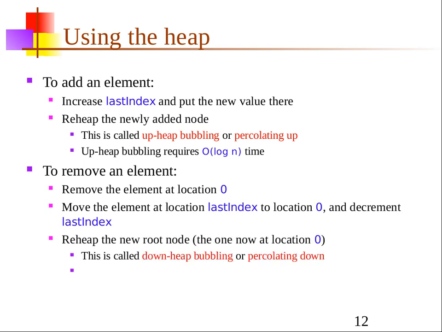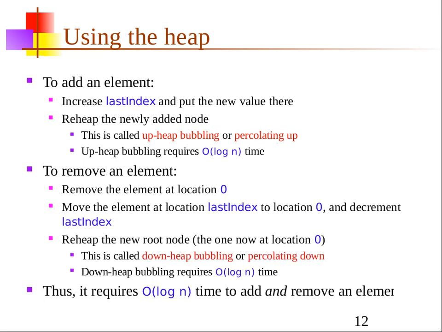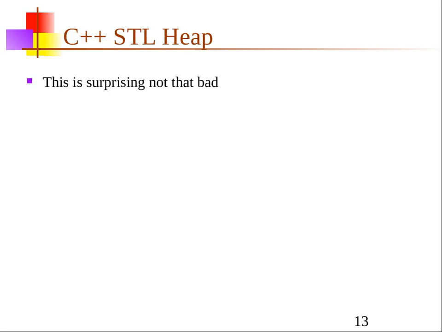And then you have to basically sift down, percolate down, log n. Thus, it's log n to add and remove an element. All right, guys, when we do our priority queue for our lab, which data structure should we use? The heap. Okay, good.